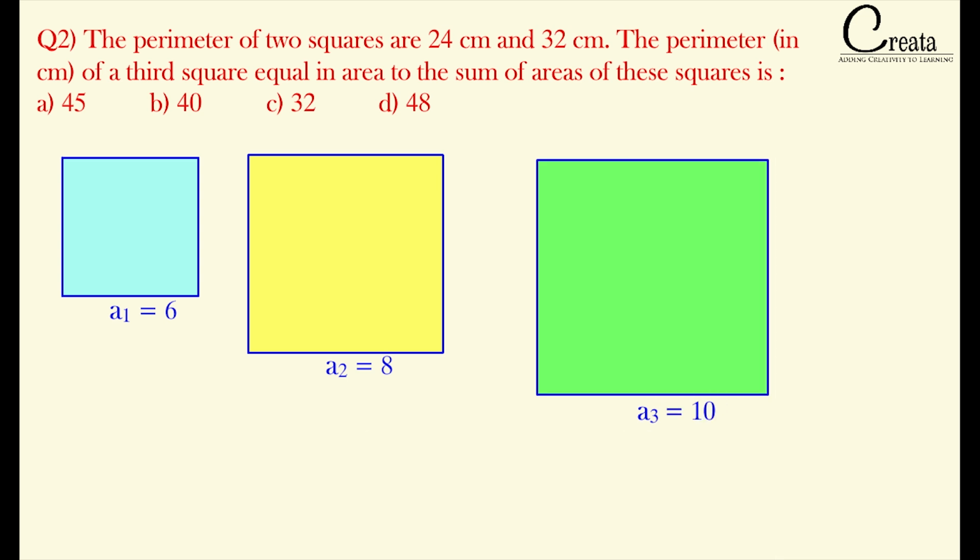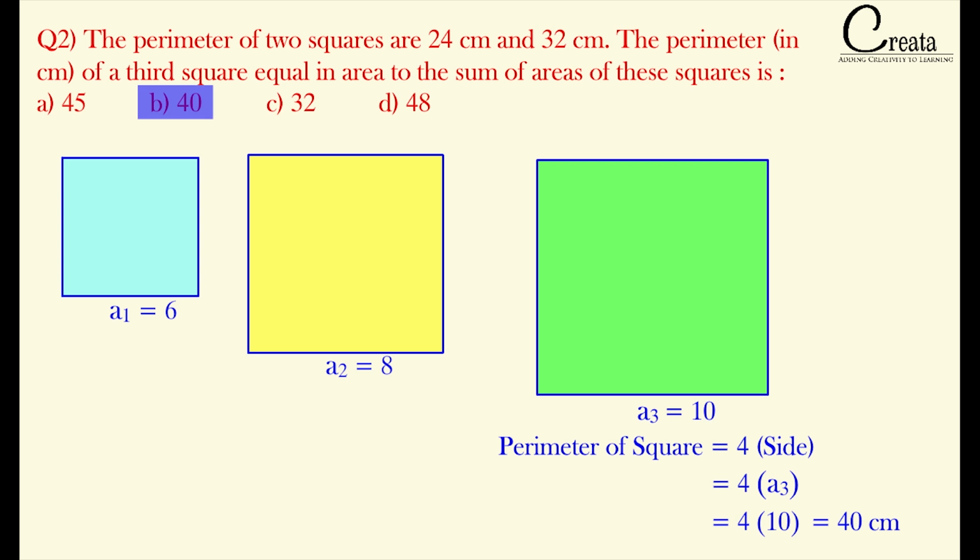And in the question, we have to calculate the perimeter of the third square. The perimeter of the square is 4 times the side of the square, that is 4 times A3. On putting the value, we got 40 cm. That is the answer to the question.